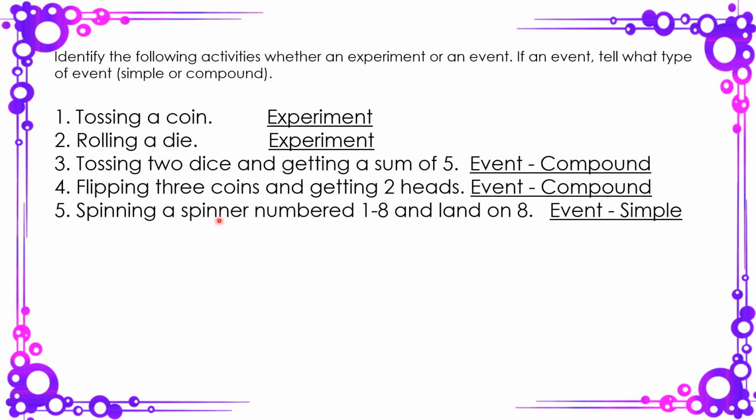Number 5, spinning a spinner numbered 1 to 8 and landing on 8. So this is a simple event. You can see that we have an experiment and it states the specific answer that we want to get. Again, in number 5, if it is written only as spinning a spinner, it is only an experiment. But you can see that we have added numbered 1 to 8 and land on 8. So this is again an event, a simple event.